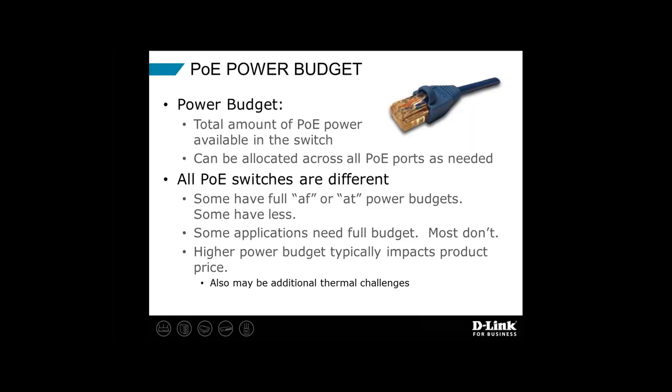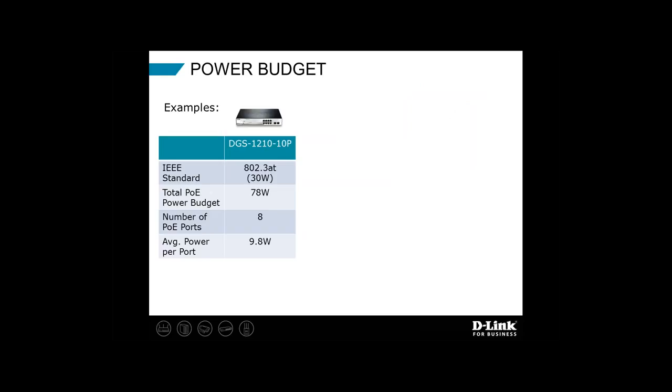So the message here is to do the math. Understand what your PDs require in terms of power, and you can get that from their data sheets for all IP phones and access points and cameras. The data sheet will tell you how much power they require, add it up, and then you'll know how much budget you need in your switch. And certainly more budget means a more expensive switch, and there would be additional thermal challenges as well. The more power that a switch is providing, it may have additional fans.